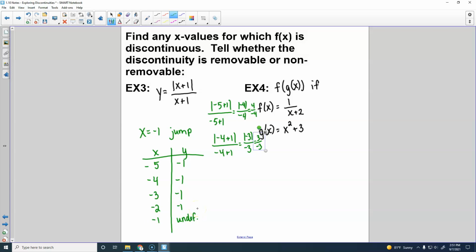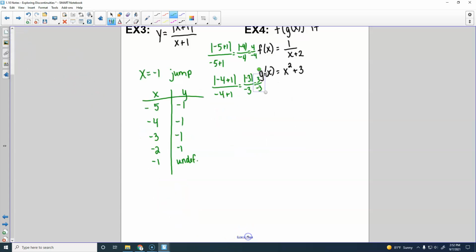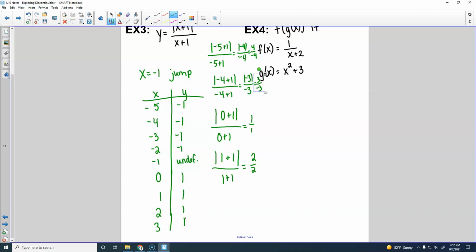But even if I use fractions or decimals, that same thing's still happening, right? It's something over itself. But as we approach from the left, the top is positive, the bottom is negative. But once I go past negative 1, let's say if I'm using 0 here, it's the absolute value of 0 plus 1 over 0 plus 1. Now my denominator's positive, and I have 1 over 1, which is 1. And if I plug in 1, I get 1 plus 1 over 1 plus 1, I just get 2 over 2, which is also 1. And if I plug in 2, I'll get 3 over 3, I'll get 1. It's going to be the same forever.